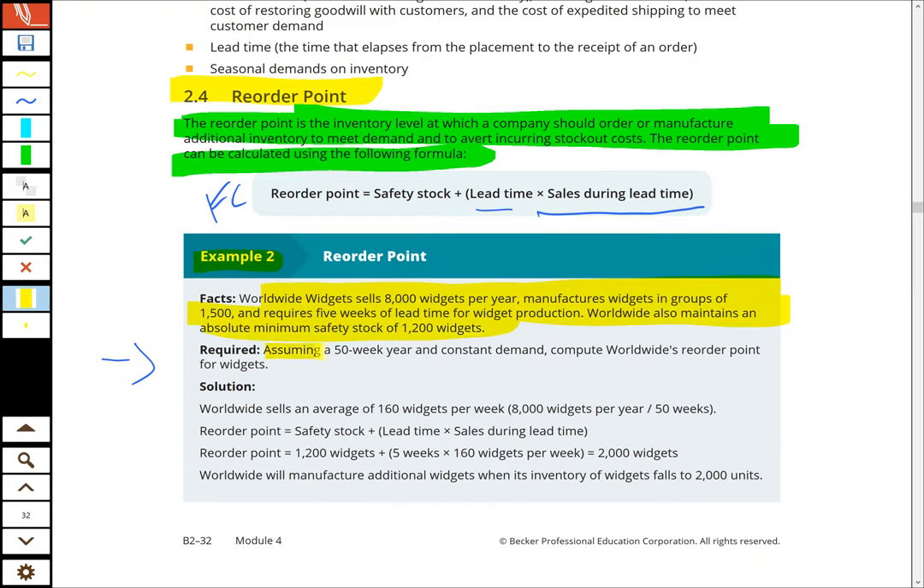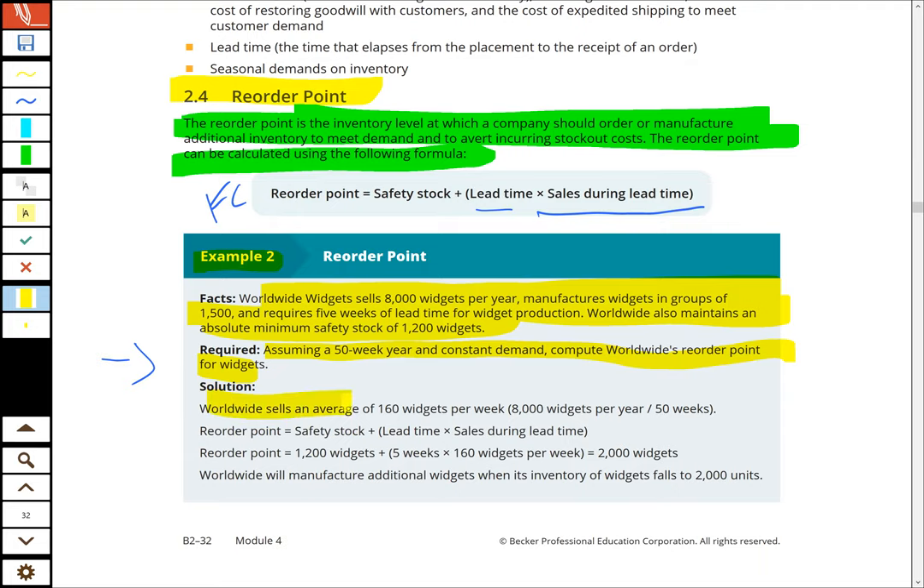So assuming a 50-week year, and don't ask me why they assumed a 50-week year, because where I come from there are 52 weeks in a year, but they decided to go with 50. Maybe they were doing this on Mars or something. So assume a 50-week year and constant demand, compute worldwide's reorder point for widgets.